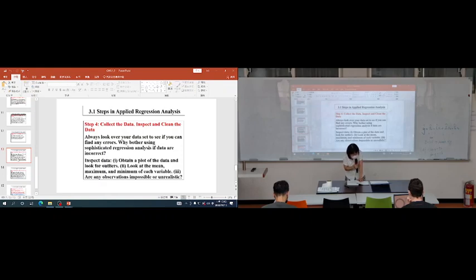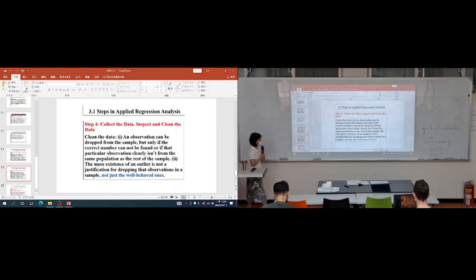Calculate the summary statistics. Do you know how to do it from eViews? There's a function, you can choose it for summary statistics. You know how to do it? Or maybe you can discuss within the group. If you don't know how to do it, from summary statistics, you can see the mean, maximum, minimum of each variable, and see if there are any outliers too. All right.